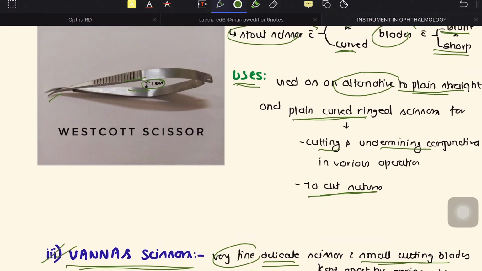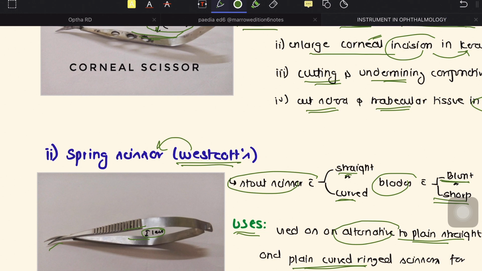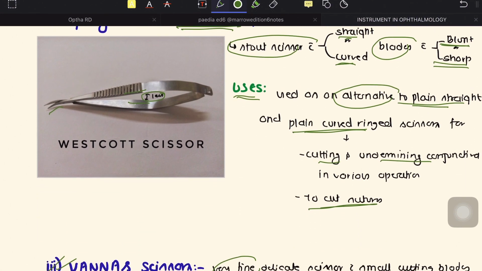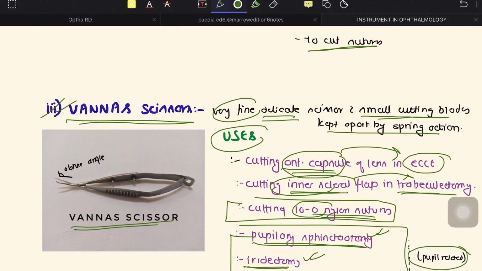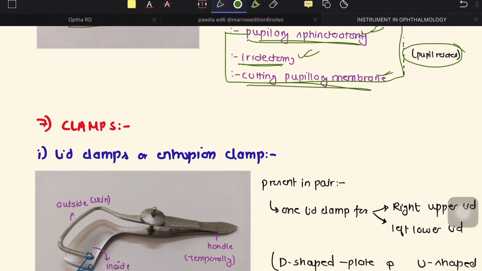The first we started with corneal scissor, also known as section enlarging scissor. Always look at the limbs and the gap present between those limbs. Second one is the spring scissor, also called as Westcott scissor. You can see the gap between those scissors is very less. The third one is the Vannas scissor. In Vannas scissor, you can see that it is a very fine scissor and the end is usually present as an obtuse angle, and it is used for very fine surgeries, and you should be able to understand the surgeries that it can be used to perform.